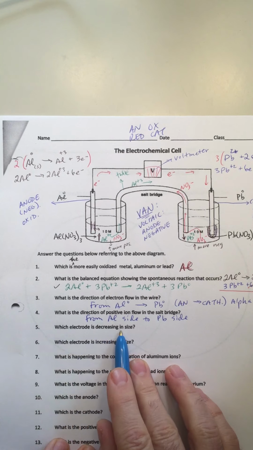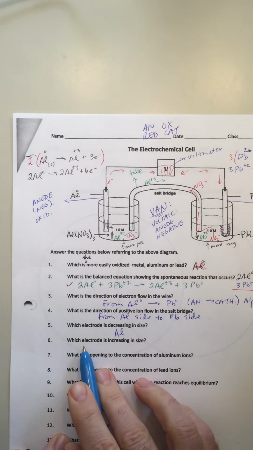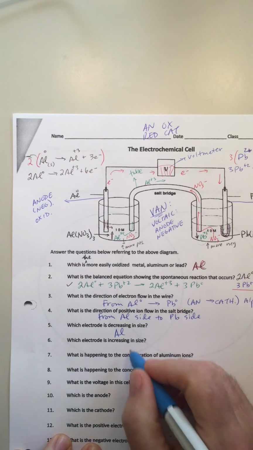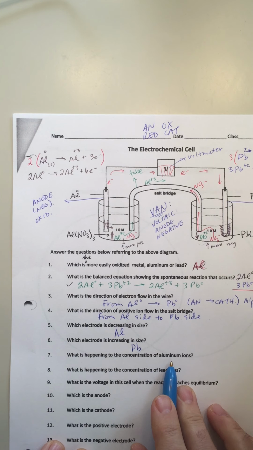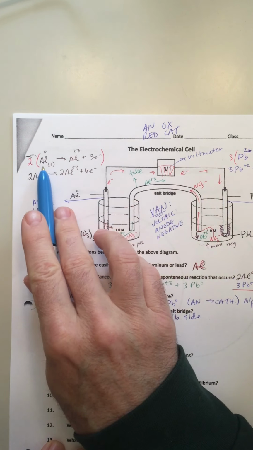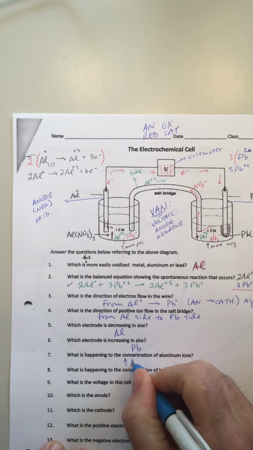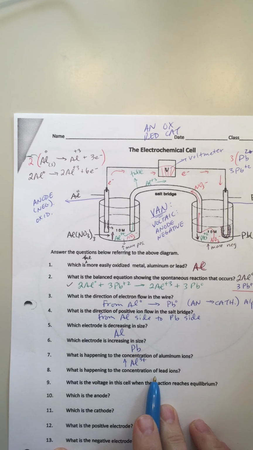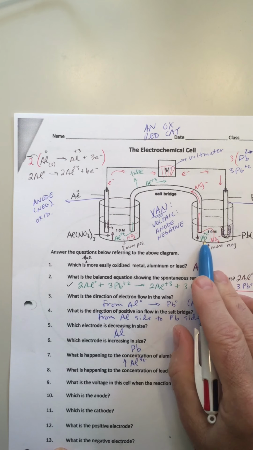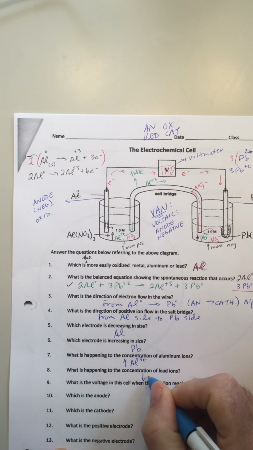Okay, which electrode is decreasing in size? Well, we just saw that. We explained that one. That's aluminum. Which electrode is increasing in size? That's lead. What is happening to the concentration of aluminum ions? So aluminum, because of this half reaction, we're increasing the concentration. What's happening in the concentration of lead ions? The lead ions in solution are going through this reaction, so they're getting converted into solid lead. So that's decreasing.